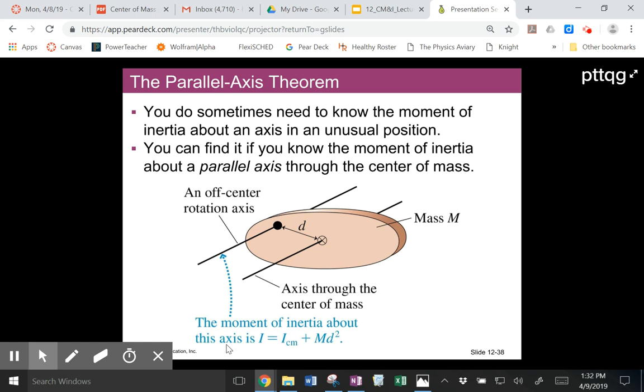Parallel axis theorem. Danny, did you have to pull that last year off? Sometimes this one's really helpful though.